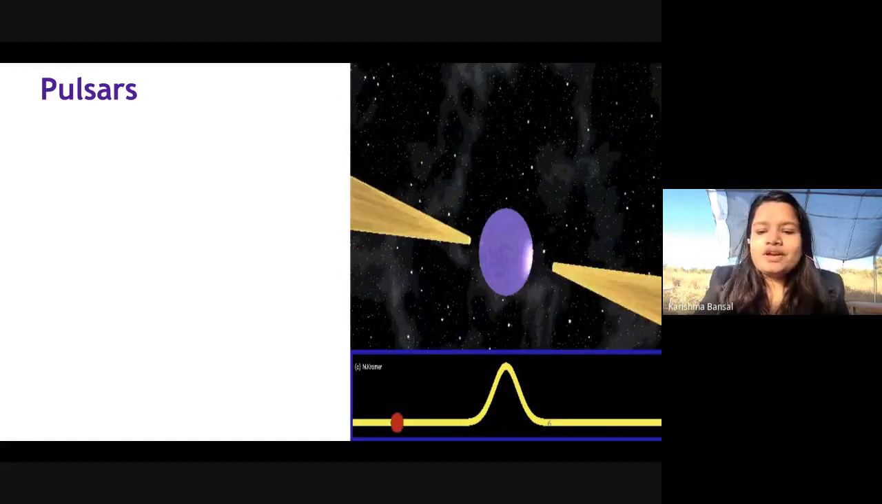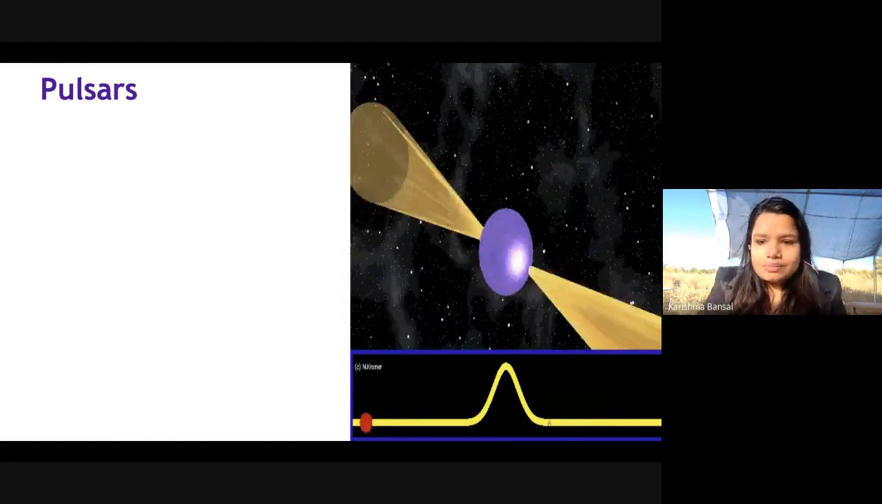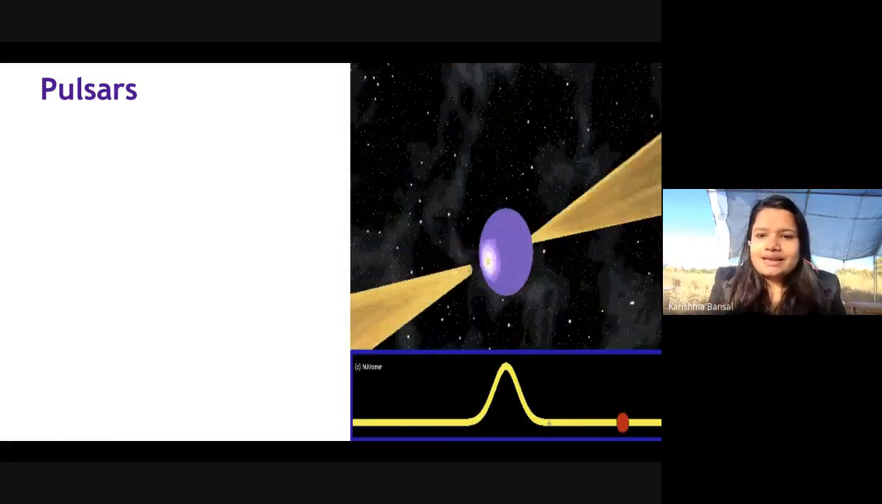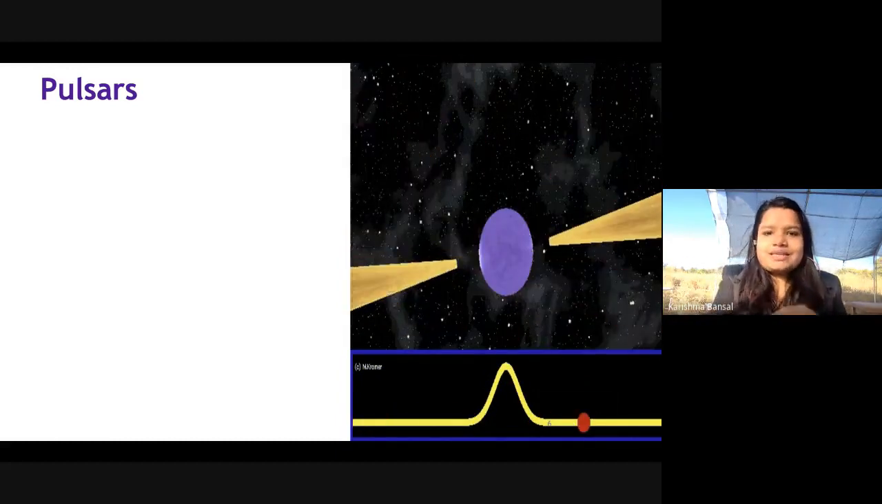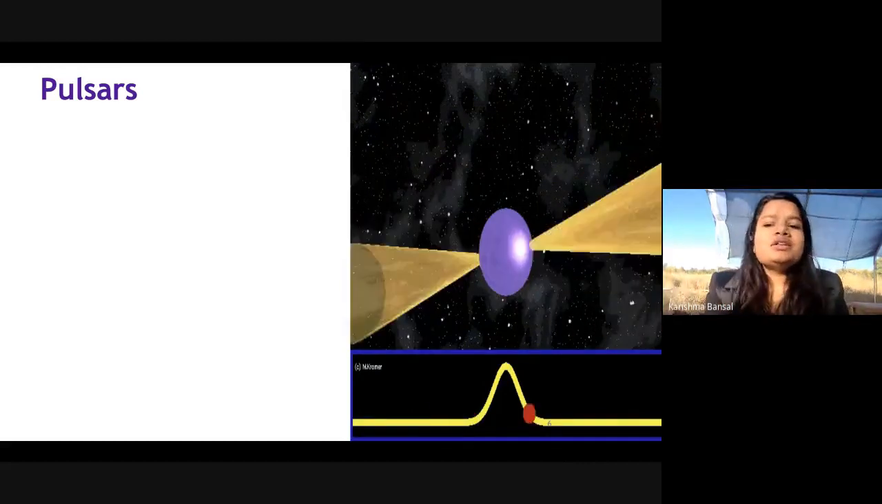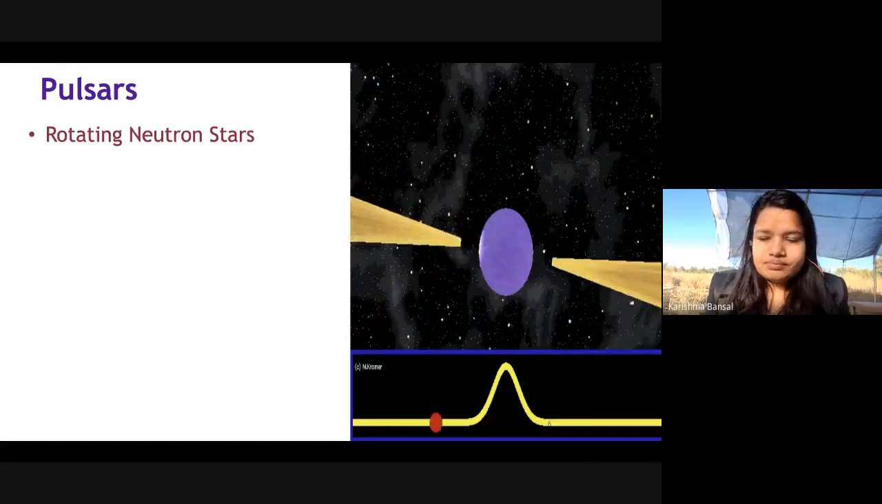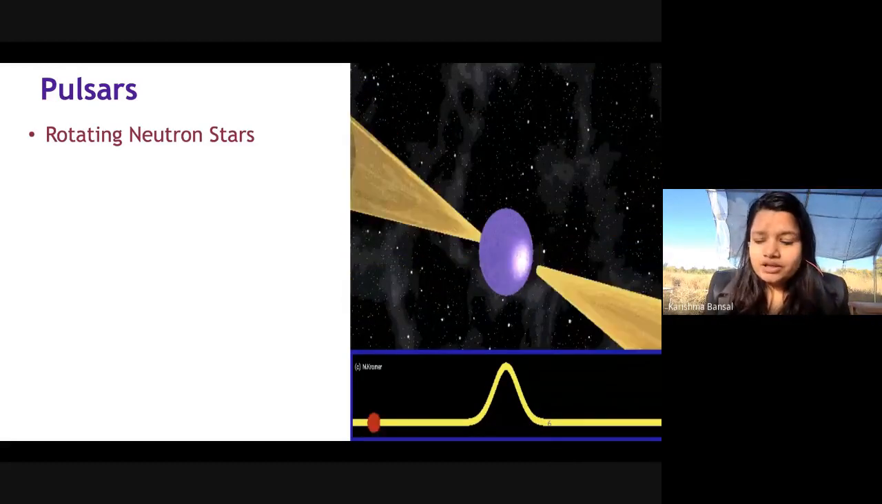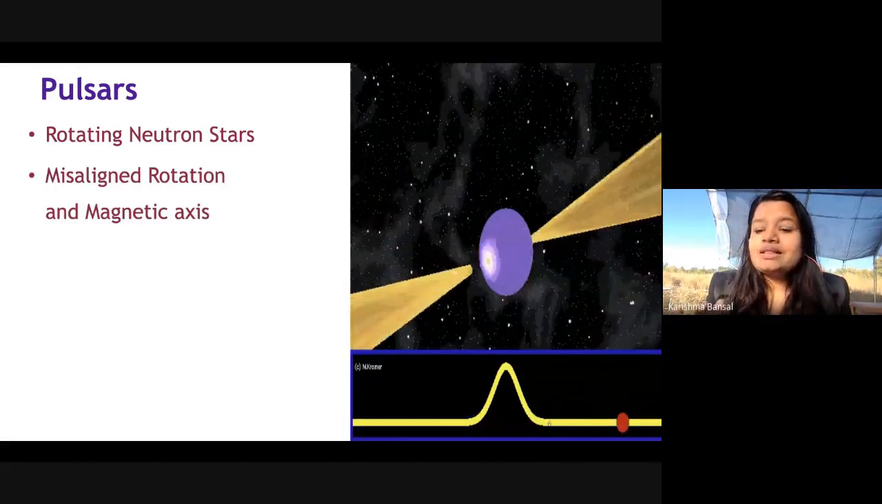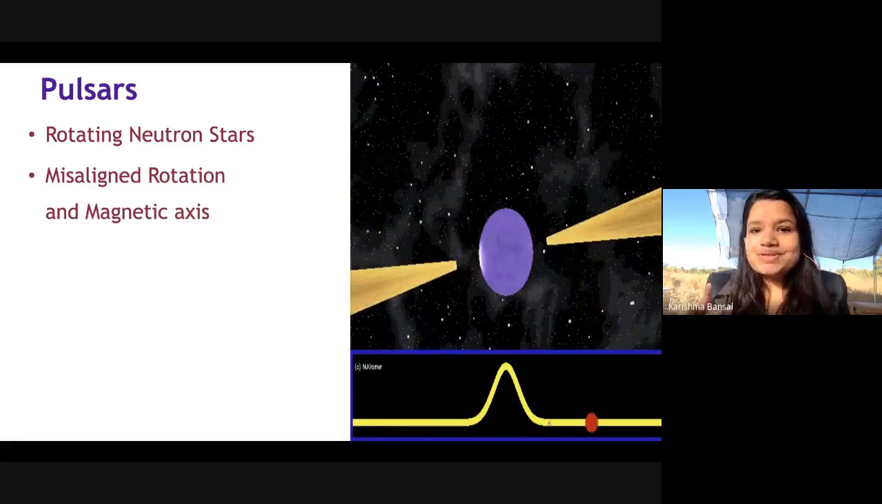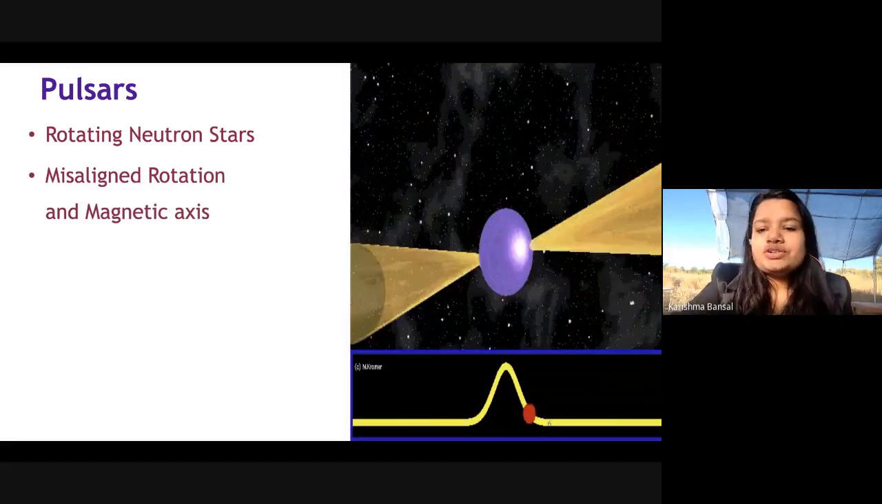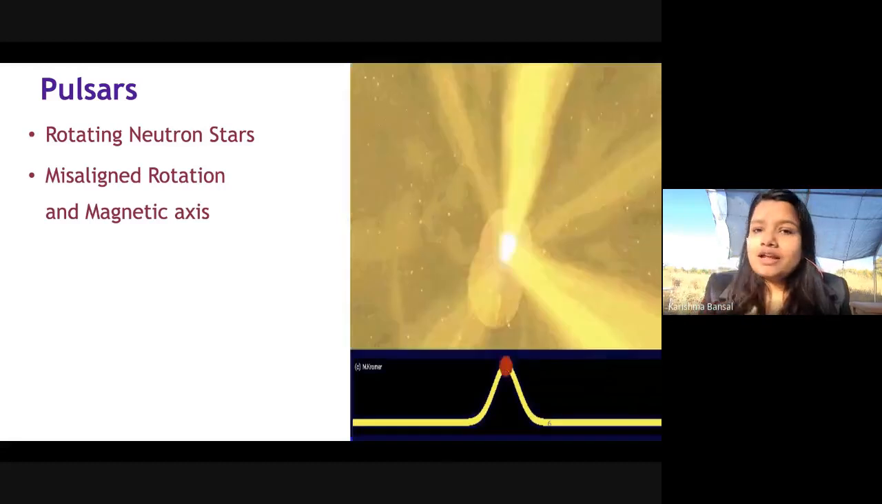So that's what the lower figure is showing you. The pulsar is rotating, and it's like you take a torch in your hand and you keep rotating. The moment the torch points towards you, that's where you see the pulse, and that's why it's called a pulsar. So pulsars are basically rotating neutron stars, and another main reason why you're seeing a pulse is because the rotation axis and the magnetic field axis are not aligned.